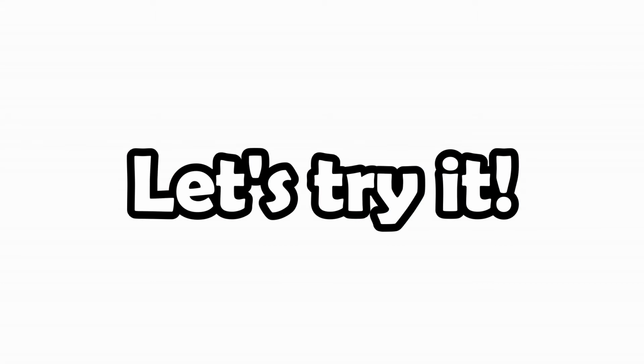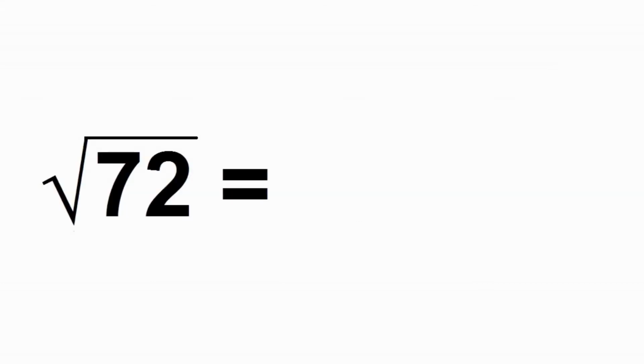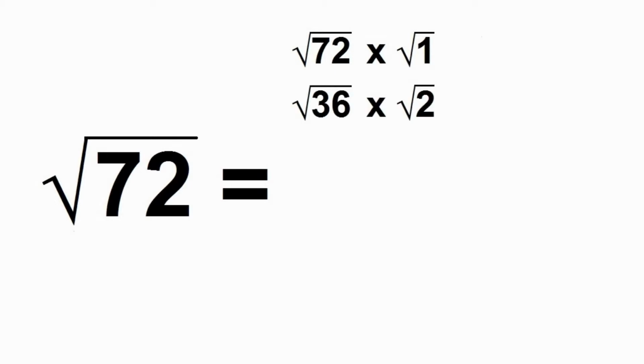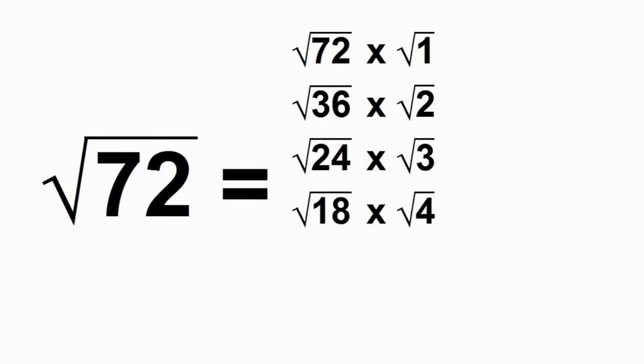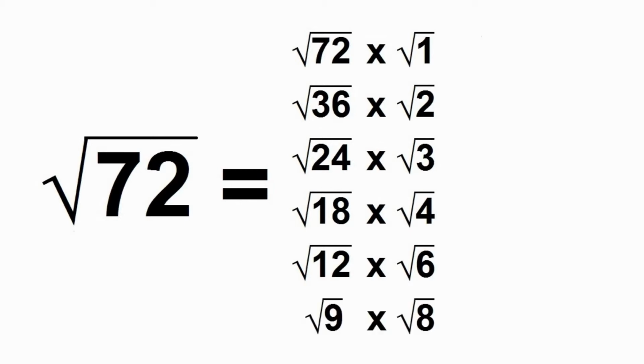Let's try it. The square root of 72 can be written as the square root of 72 times the square root of 1, the square root of 36 times the square root of 2, the square root of 24 times the square root of 3, the square root of 18 times the square root of 4, the square root of 12 times the square root of 6, and the square root of 9 times the square root of 8. Out of all of these examples, two of them stand out, this one and this one. 36 is a perfect square and can be square rooted, just like 9.